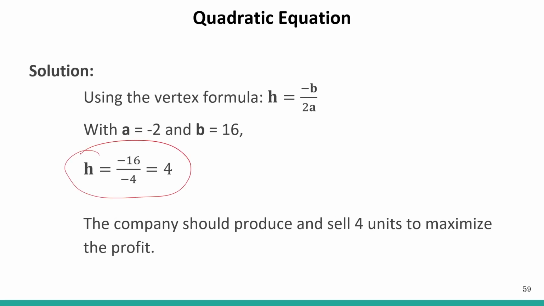So h will be equal to what? Minus b by 2a. So it will be minus b, minus 16, whole by 2a, is equal to minus 4. So it will be 4, right? So the company should produce and sell 4 units to maximize the profit.